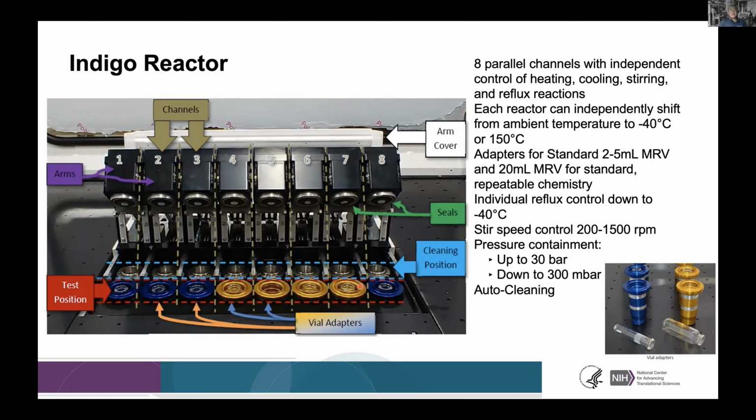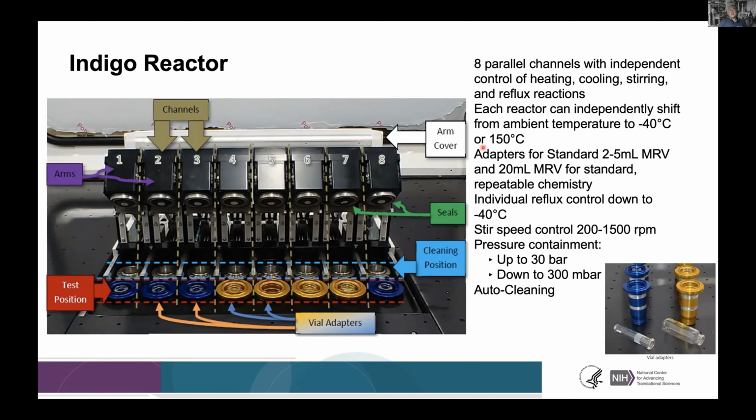In this case, each one of the reactors here can be interchangeable. It's not necessary to use only the small size one. You can also use the medium and large size ones. That's the great part of the Indigo. And you also have this part here. This arm can close over the reactor, so it can be sealed for pressure reactions.